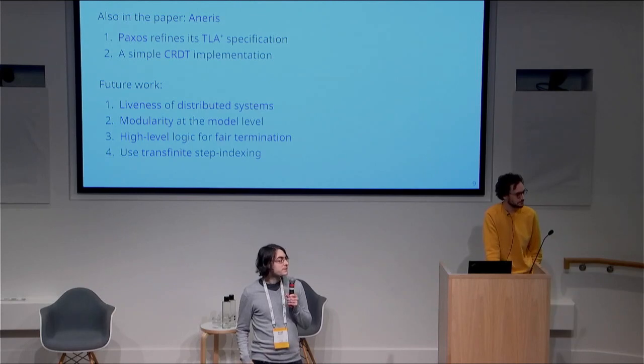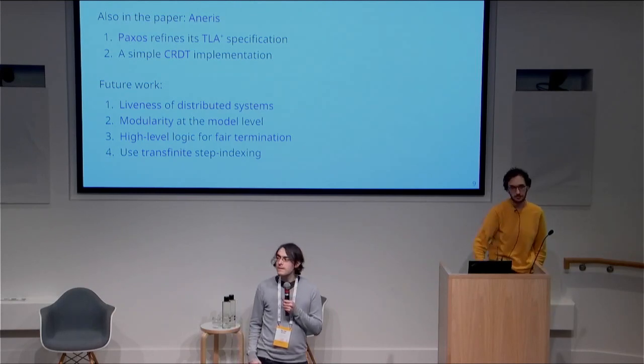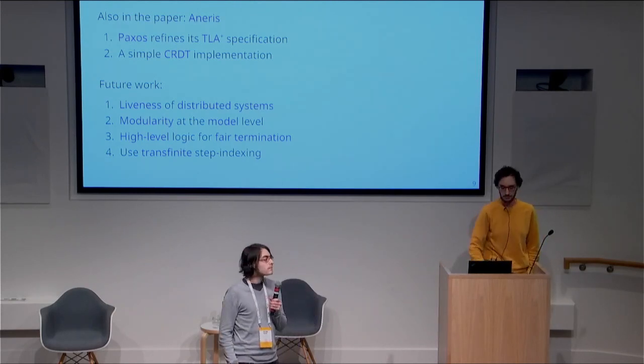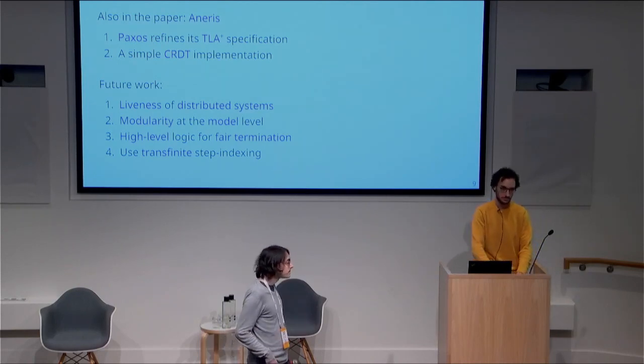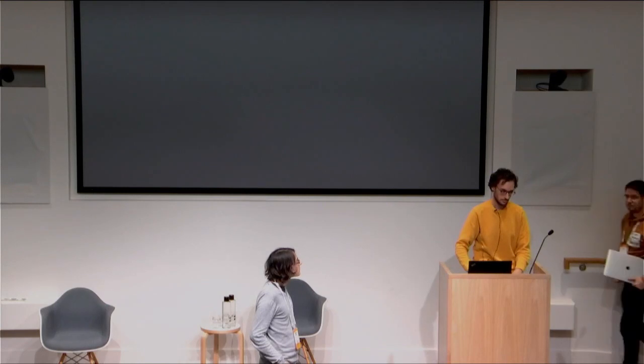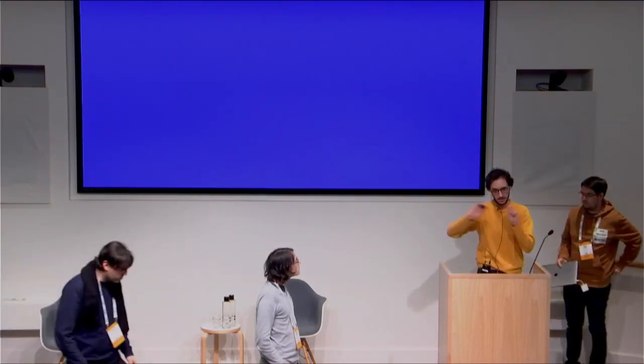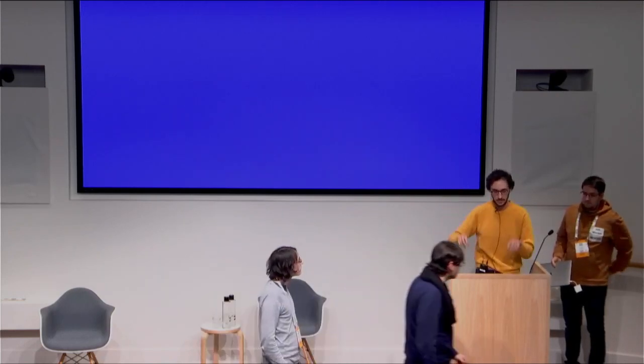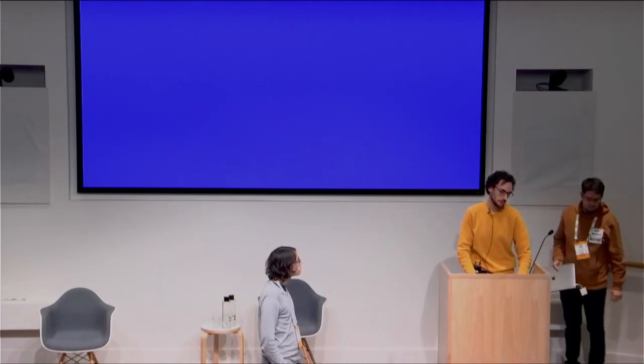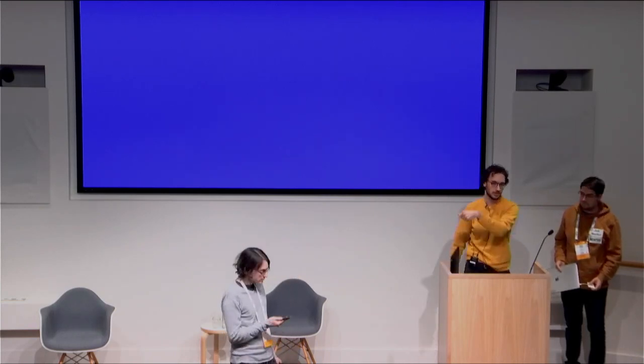Okay. One last question while the next speaker sets up. There's one online. Can you repeat how you defined fairness in the model? Given a trace, you have a sequence of roles, which are the labels. And you want to say that if a role is enabled, whatever that means, then eventually it will take a step in the infinite trace. Or it's finite, of course.